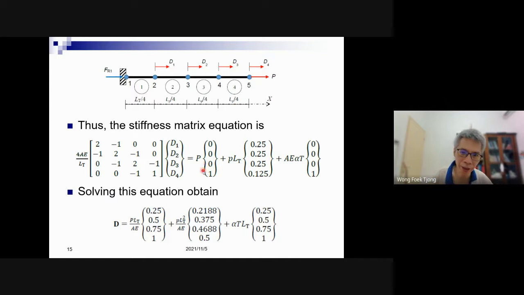Okay, we have the data. This also we have the data, so we can solve it to obtain the displacement. So this is the effect of the end loading here, P. This is the effect of the distributed load here. This is the effect of the temperature here. Okay, we can solve it one by one. Due to this effect, this effect, and this effect, and then we just do superposition or summation of all of the effects, because this is a linear problem.